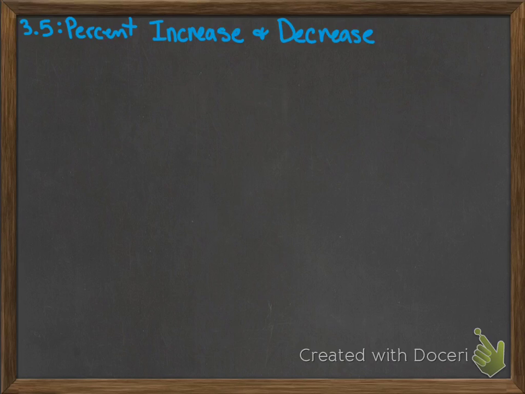3-5 is percent increase and percent decrease. So basically it's one equation, which is really nice since that's only one new equation, that tells us what percentage of an original amount a scenario increases, so our number goes up, or decreases, our number goes down.